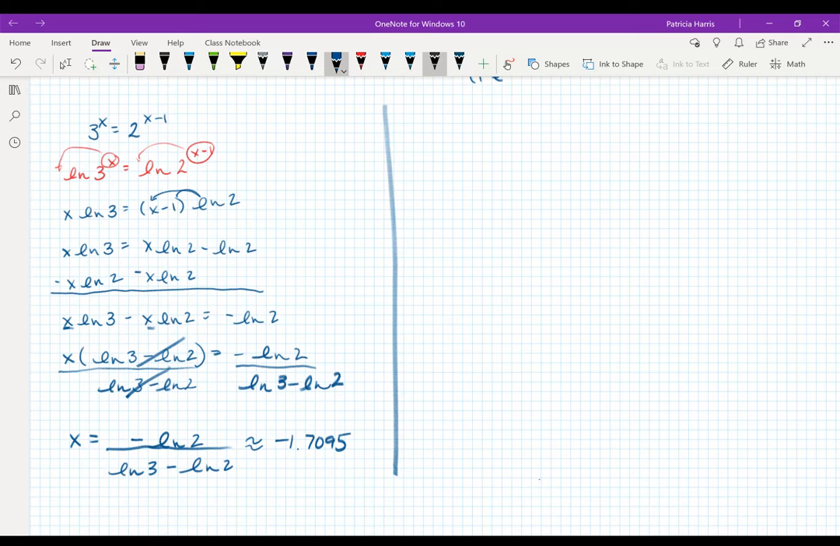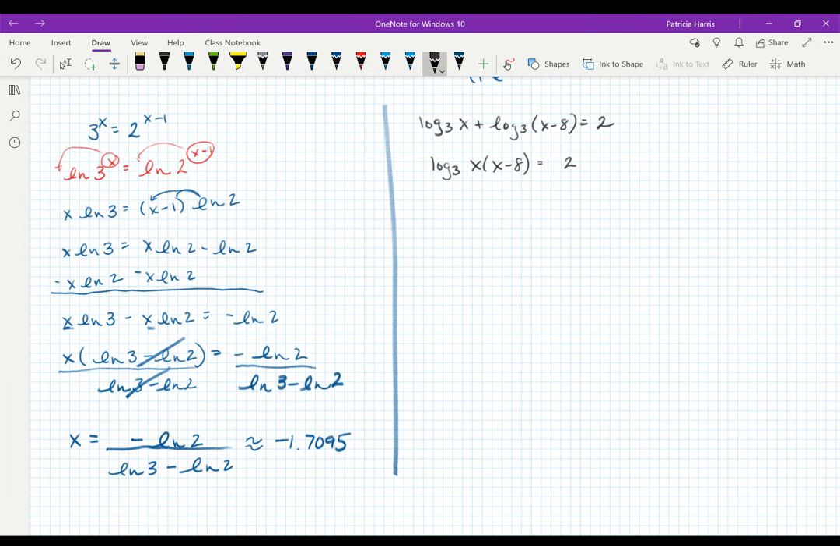Let's do log base 3 of x plus log base 3 of x minus 8 is equal to 2. Okay, you want to get the left-hand side down to a single log. If you remember, addition of logs changes to multiplication. Okay, log base 3 of x times x minus 8 is equal to 2.